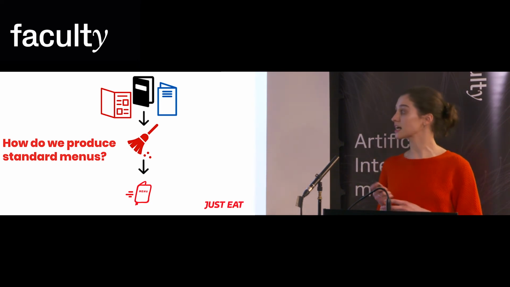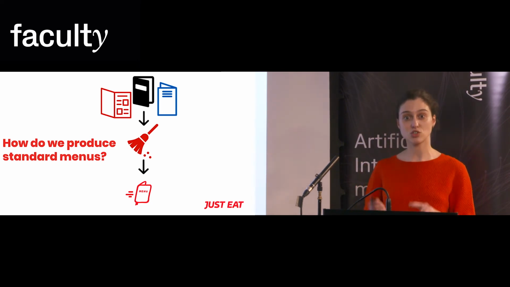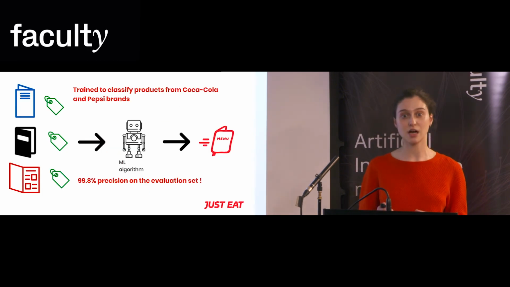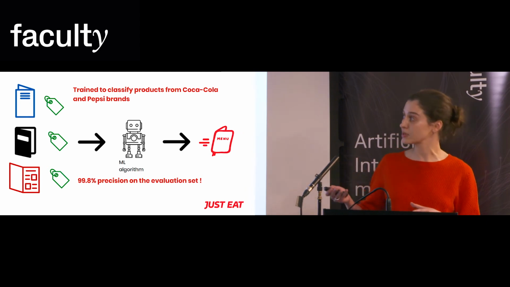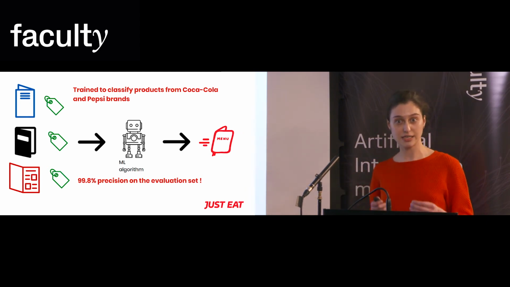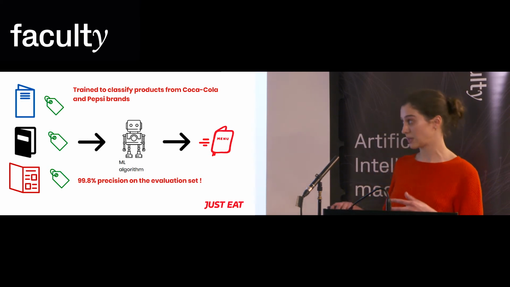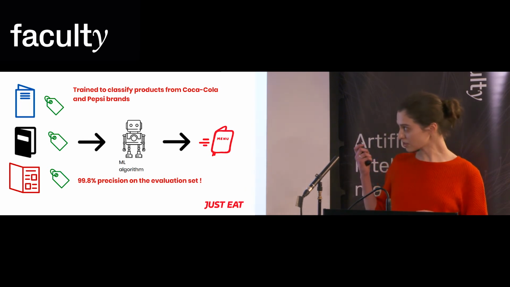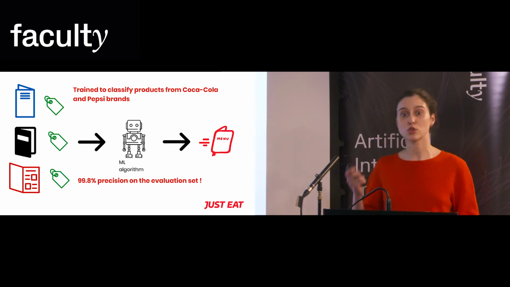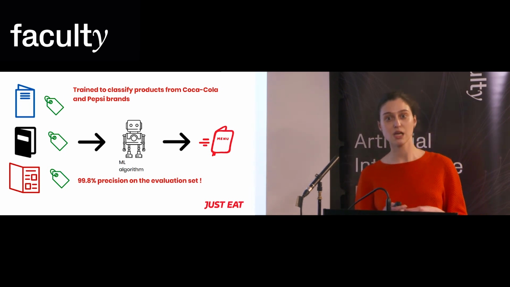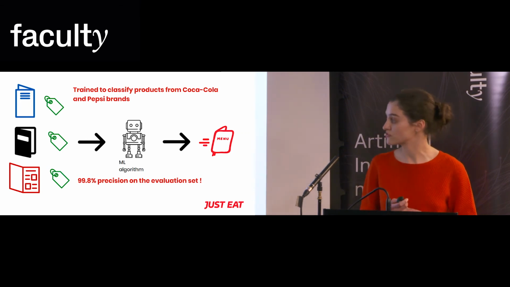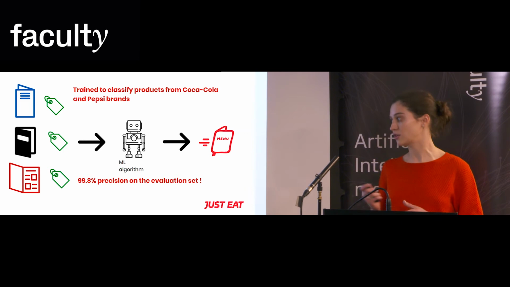So during my project, I specifically focused on standardizing the drinks. I was given a set of menus where similar items were given standardized names that Just Eat wants to see on their platform. And then I trained a classifier built on the basis of the support vector machine to predict the target labels, standardized labels, for the products from the Coca-Cola and Pepsi brands. And my algorithm was pretty successful. I was able to achieve 99.8% precision on the evaluation set.